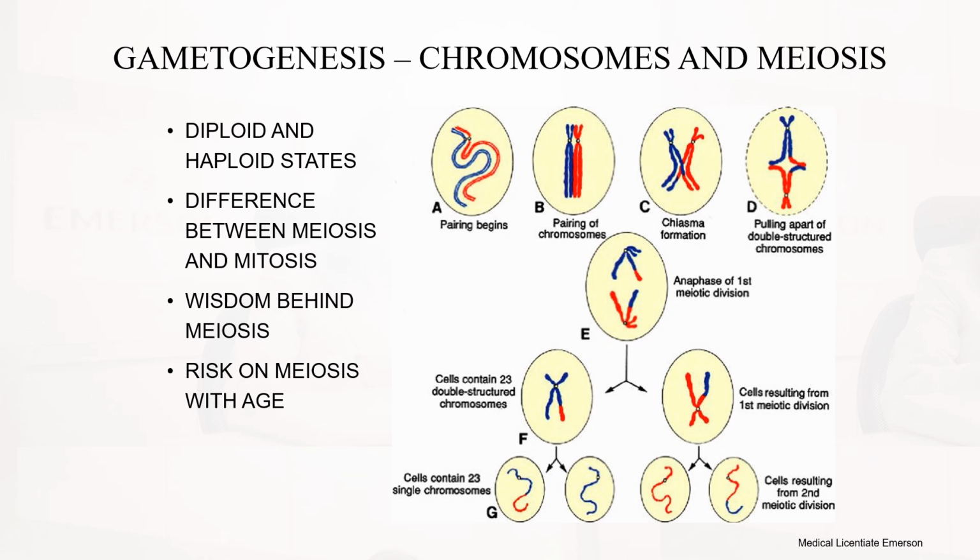For instance, autism and schizophrenia as well. Okay. Then the fourth one is also aneuploidy. Aneuploidy is when there is an abnormal chromosome number.